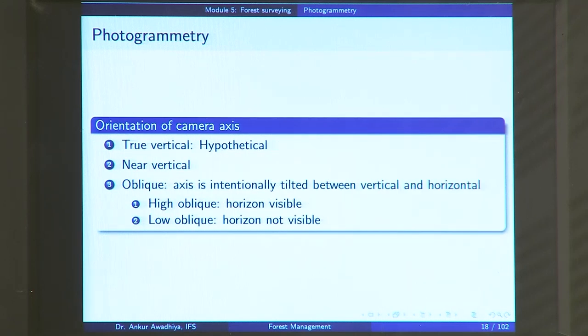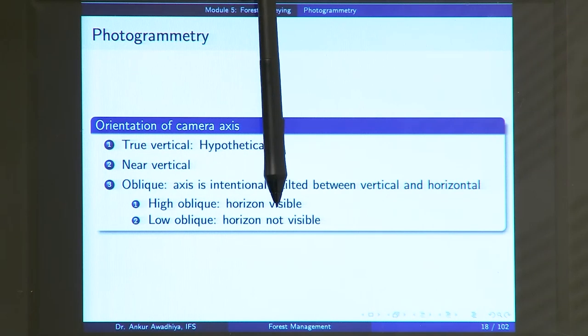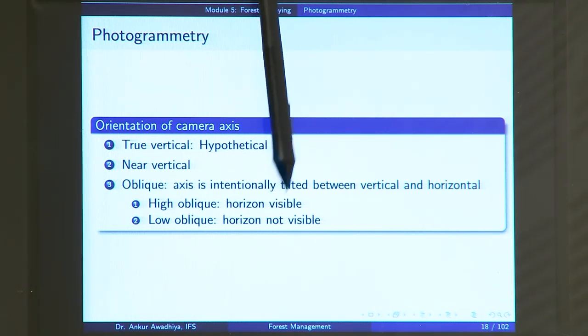Now, when we are talking about photographs, and especially from an aerial or a space platform, we have different kinds of orientation of the camera axis. So you can have a camera axis that is true vertical, which is mostly hypothetical, or near vertical. When we say near vertical, it means that the camera is directly looking down upon the earth. So that is a near vertical image.